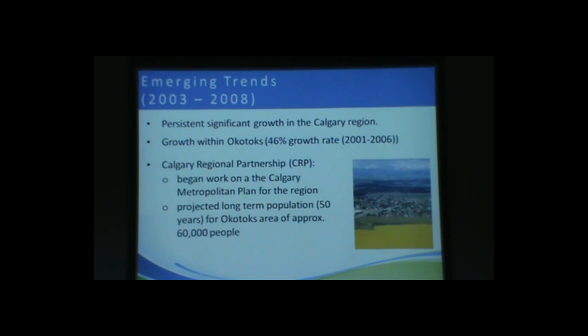Another emerging trend was the Calgary Regional Partnership and their work on a new metropolitan plan for the region. That plan work projected a long-term population for Okotoks and area over a 50-year period of approximately 60,000 people.